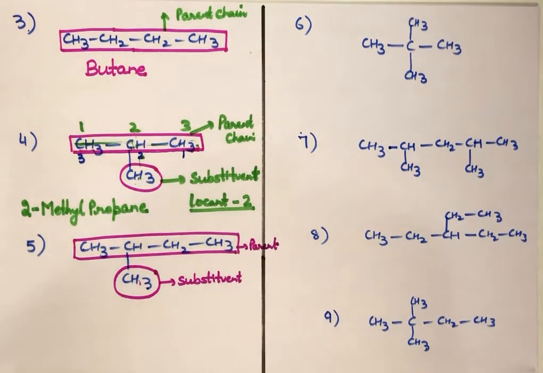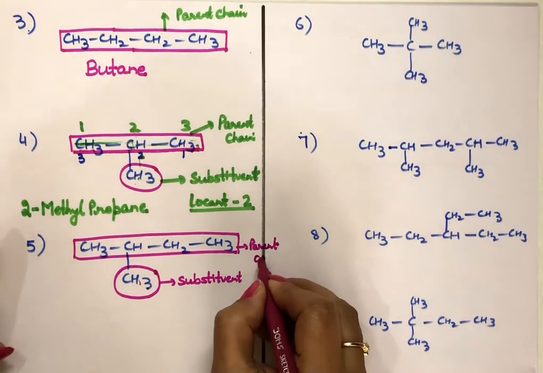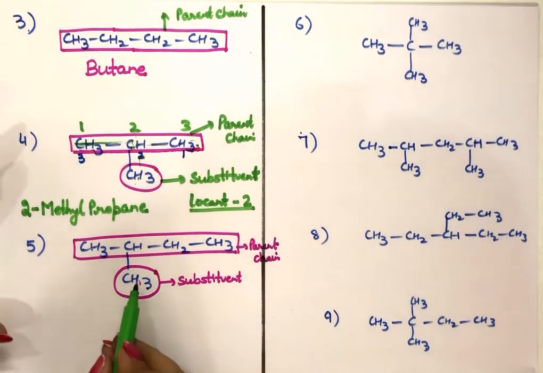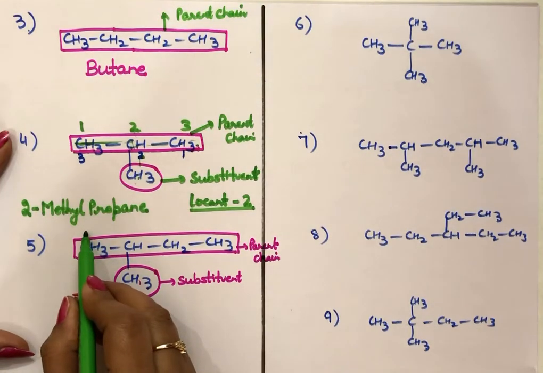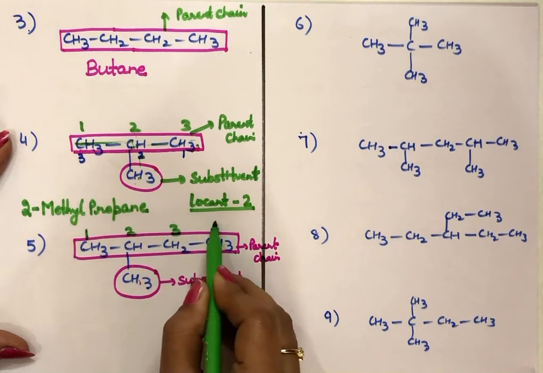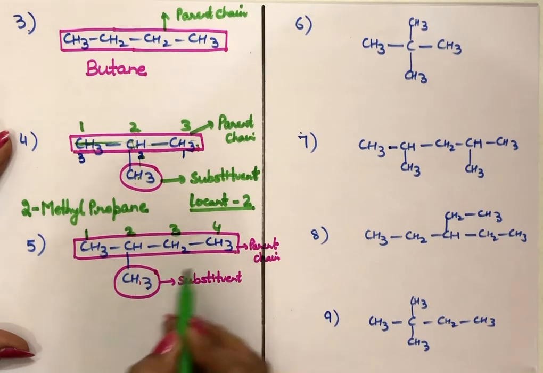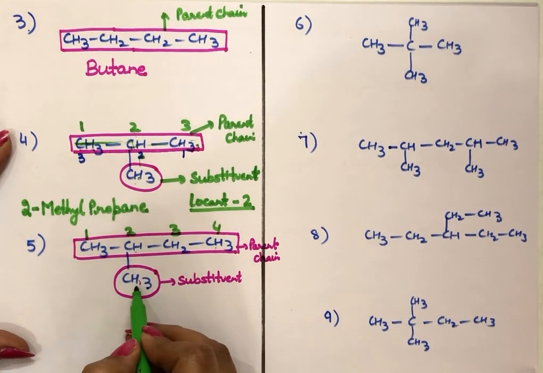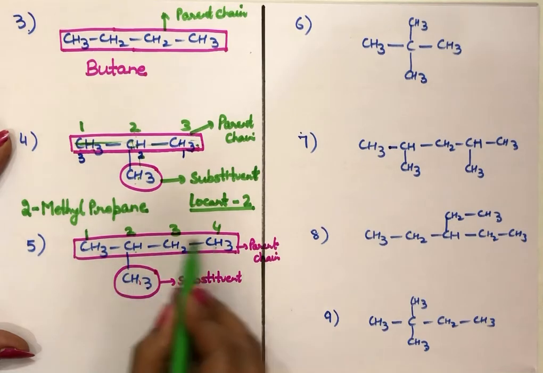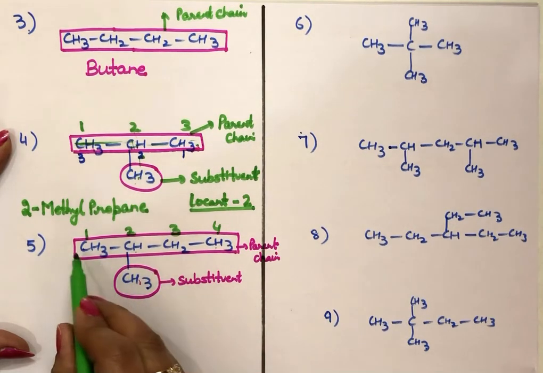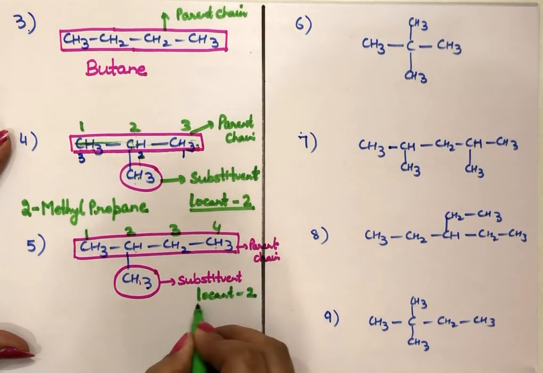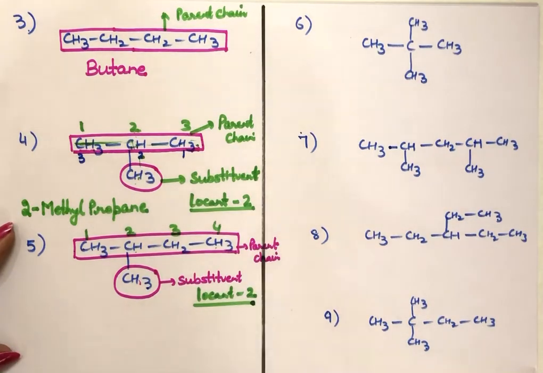So after finding out the parent chain and the substituent, the next rule is to number this parent chain. The numbering will be done from that side which will give the lowest number to the attached substituent. If I do the numbering from the left side, left to right, the substituent gets the second position. But if I do it from right to left, 1, 2, 3, the substituent gets the third position. We have to do the numbering from that side which gives the lowest number to the substituent. That means from left to right-hand side we will number it. The locant here is 2.